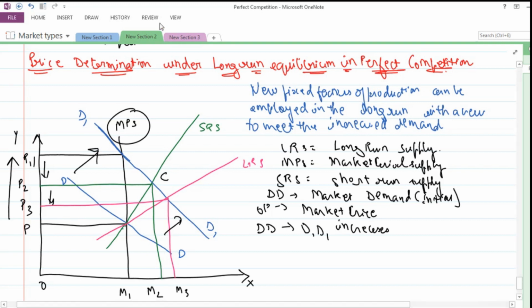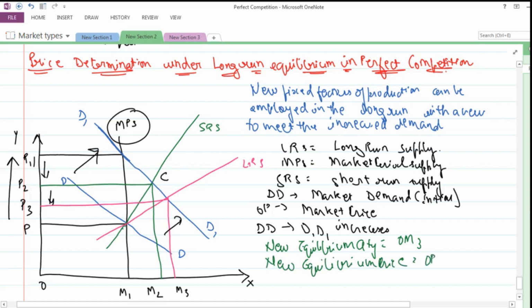Let's write it down: new equilibrium quantity is equal to OM3, and new equilibrium price is equal to OP3. So in this way, in the long run as well, the price is determined under perfect competition. Thank you.